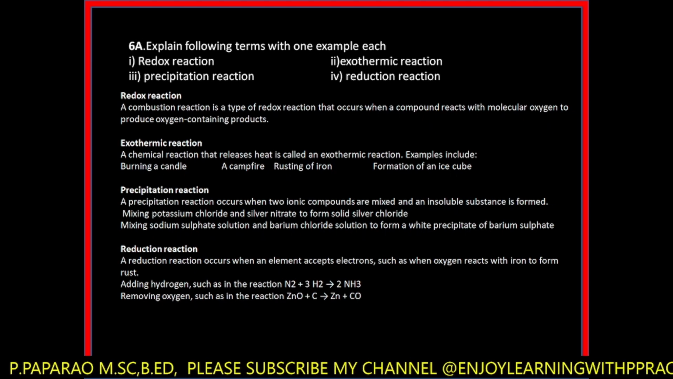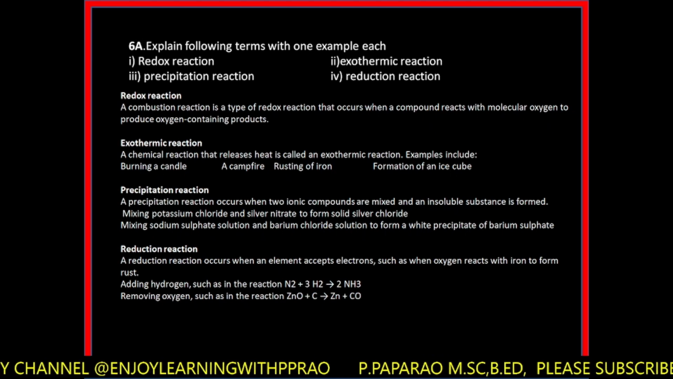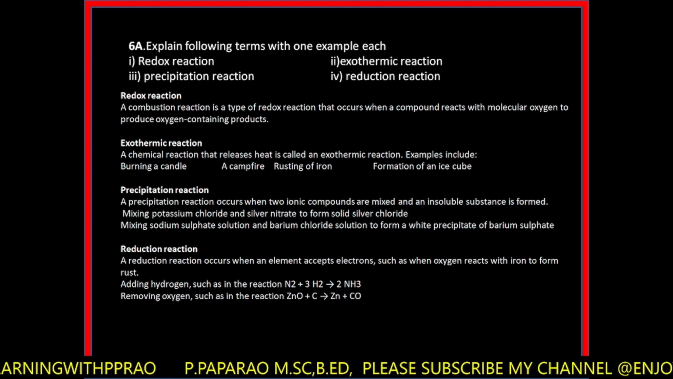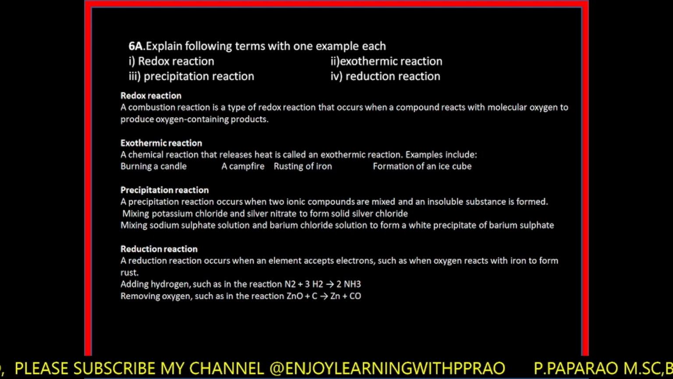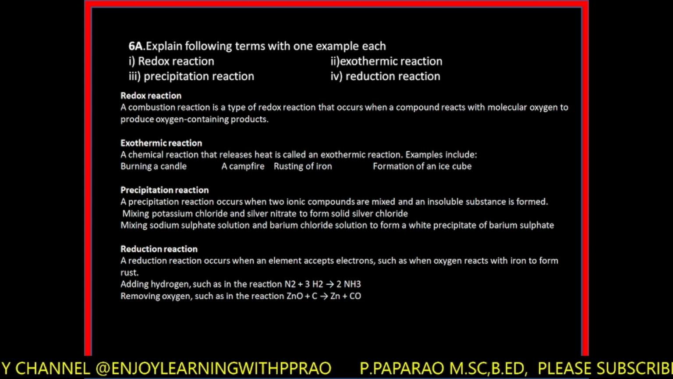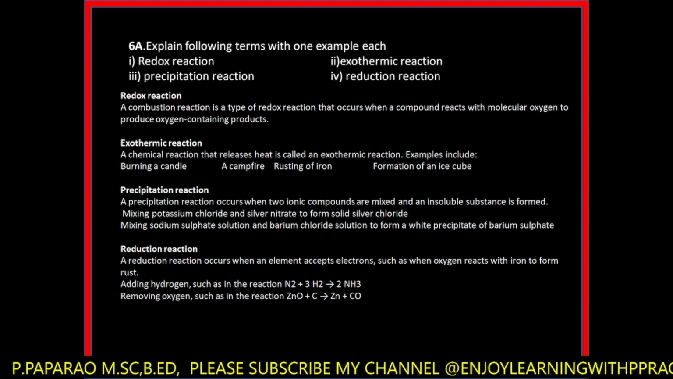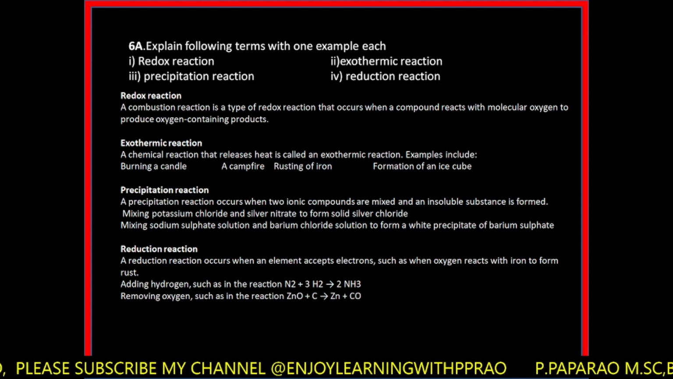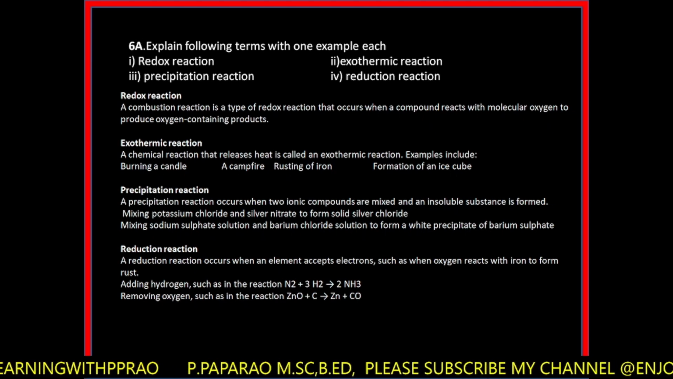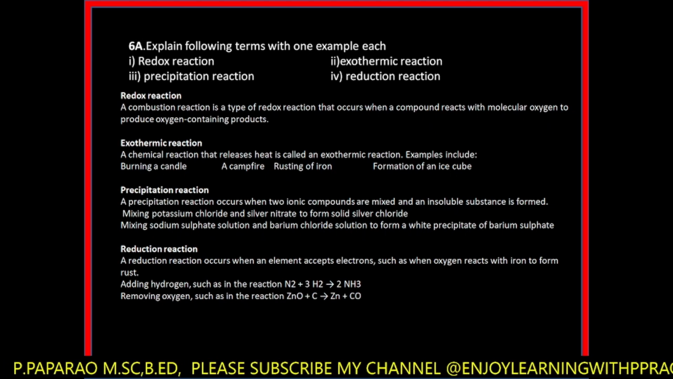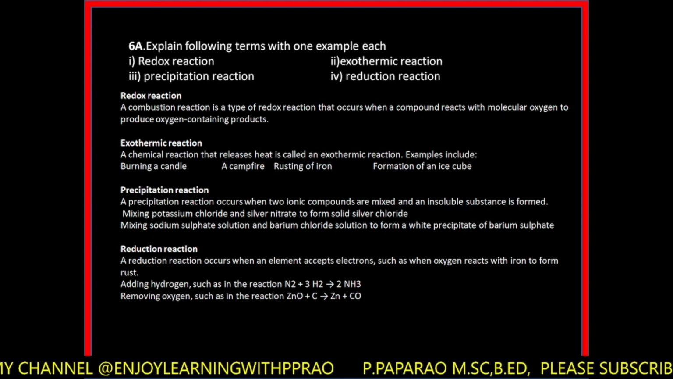Next one is precipitation reaction. A precipitation reaction occurs when two ionic compounds are mixed and an insoluble substance is formed. Mixing potassium chloride and silver nitrate to form solid silver chloride. Mixing sodium sulfate solution and barium chloride solution to form a white precipitate of barium sulfate.